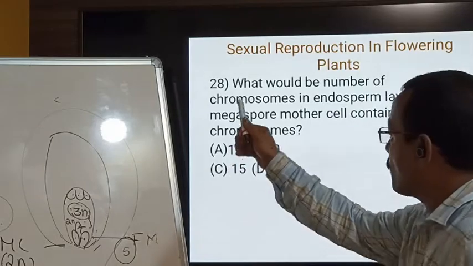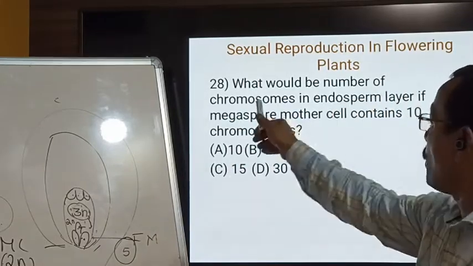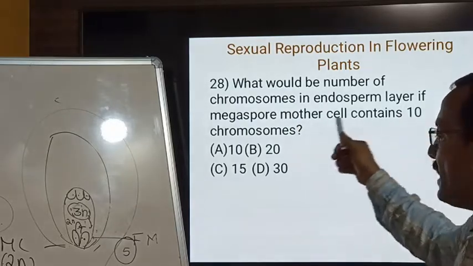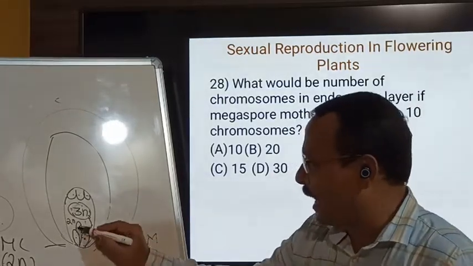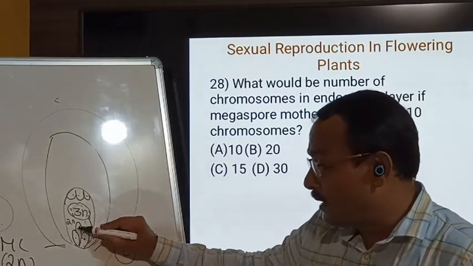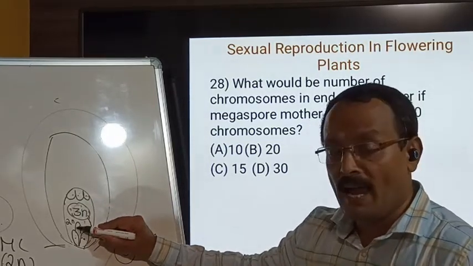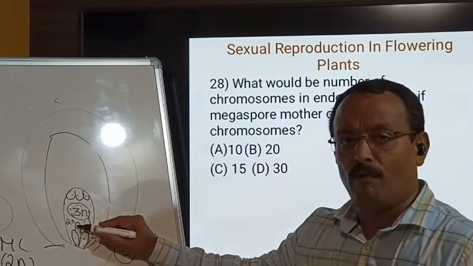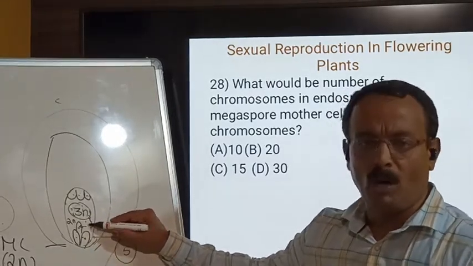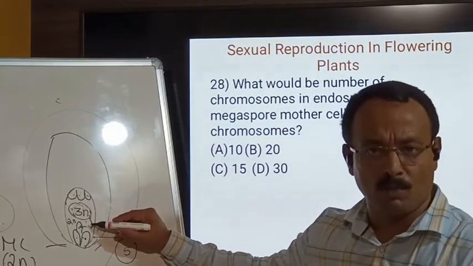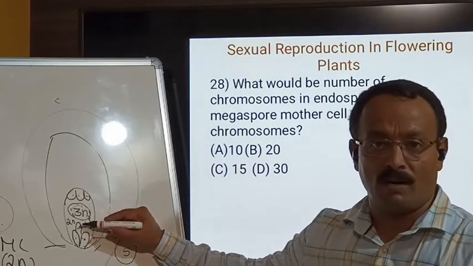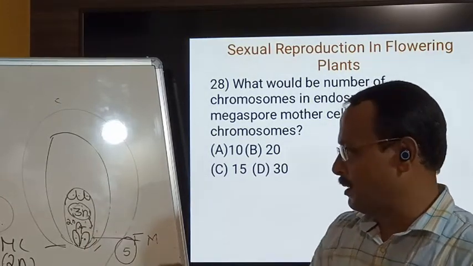So again, let us go to the question. What would be the chromosome number in the endosperm layer if the megaspore mother cell contains 10? So all the 8 nuclei are haploid. See here, a haploid egg with 5 chromosomes fuses with a sperm belonging to the same species, obviously with 5 chromosomes, to become diploid, that is 10. The zygote contains 10 chromosomes.